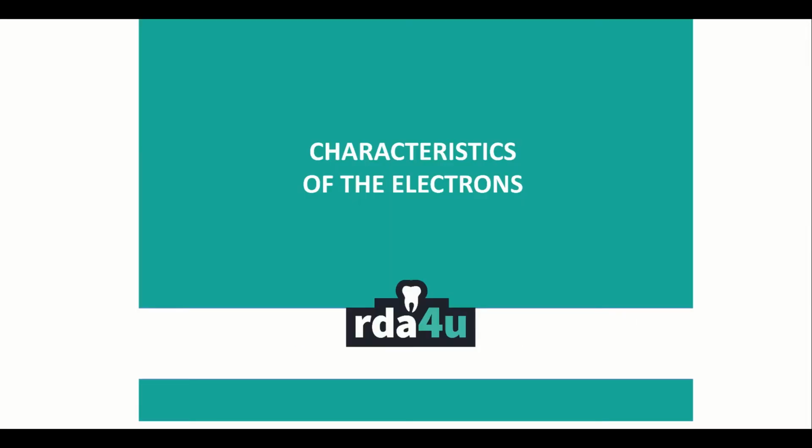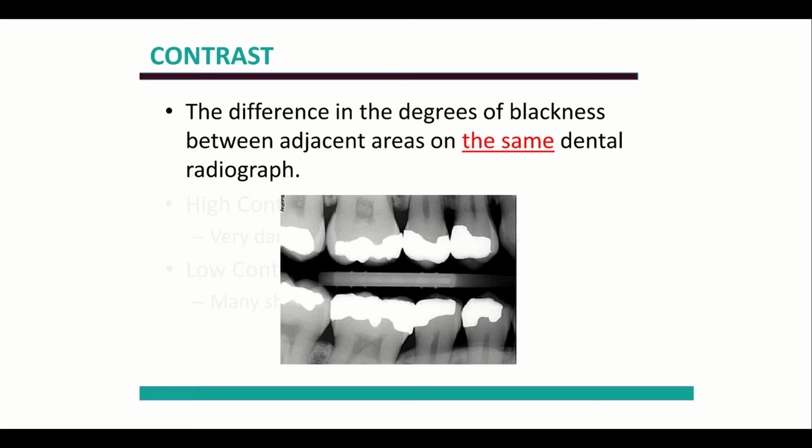Now we have 2 concepts left having to do with the electrons and the speed of the electrons and the amount of electrons that are released from the cathode that gives us 2 different characteristics of our image. So, characteristics of the electrons. The first term is contrast. Contrast, if you're contrasting 2 things, you're comparing them, right? And if they have a lot of contrast, that means there's a big difference.